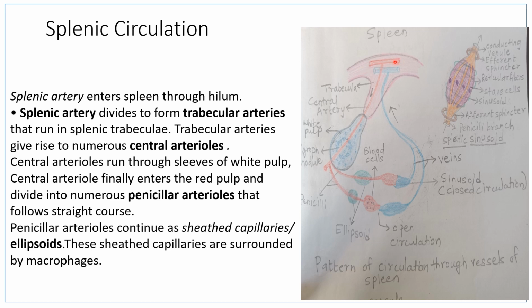So the splenic artery will divide and redivide. It will enter in the trabeculae to form trabecular artery. The trabecular artery enters into the white pulp as central arteriole. This central arteriole is surrounded by periarteriolar lymphatic sheath. Then the central arteriole will divide and redivide into straight arteries known as penicillar arterioles. So these are penicillar arterioles which will continue as ellipsoids. The ellipsoids are surrounded by macrophages.